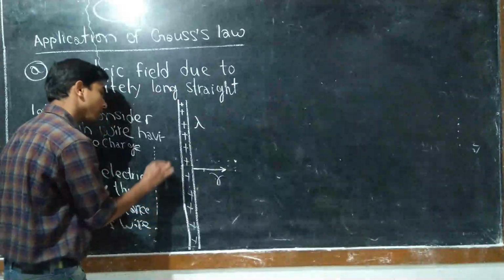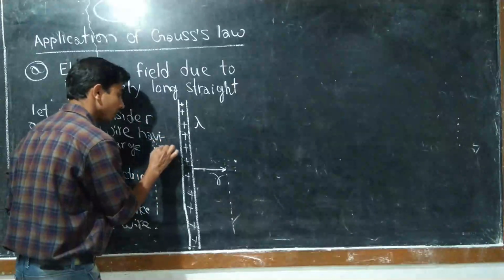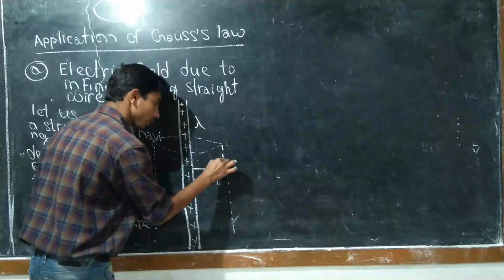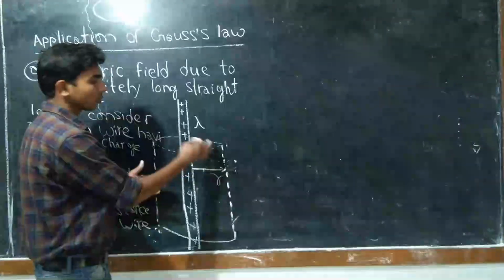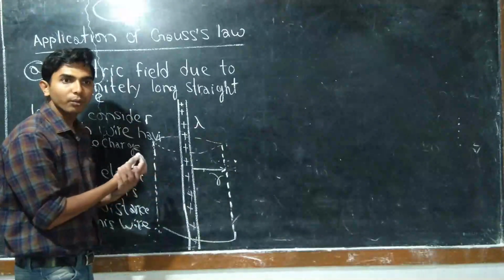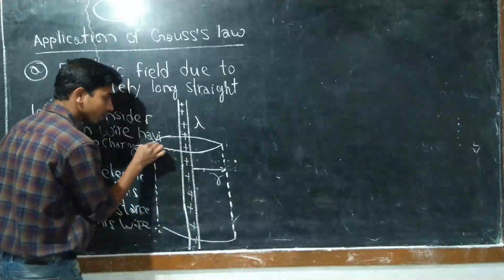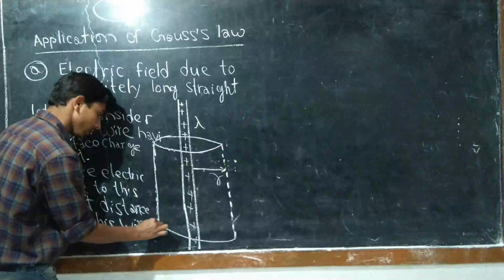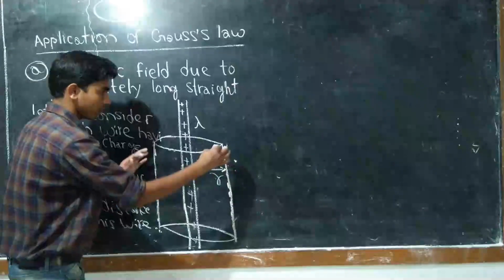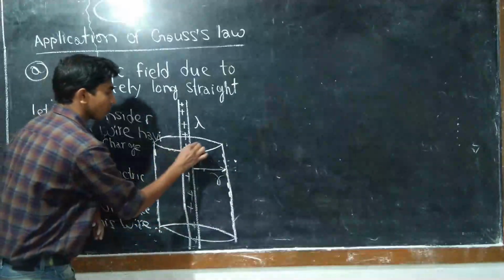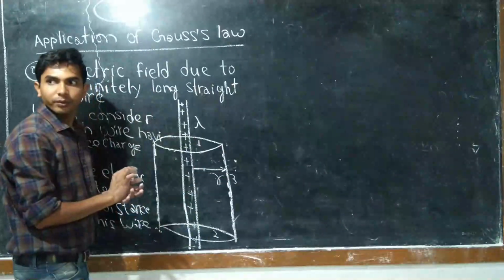So I am going to draw Gaussian surface like this. Suppose this is your Gaussian surface. First I have to calculate how much is the electric flux passing through this Gaussian surface, right? Now you can see how many surfaces here. Total 3 surfaces here, right? I am writing this is surface 1, this is surface 2, and this is your 3rd surface.